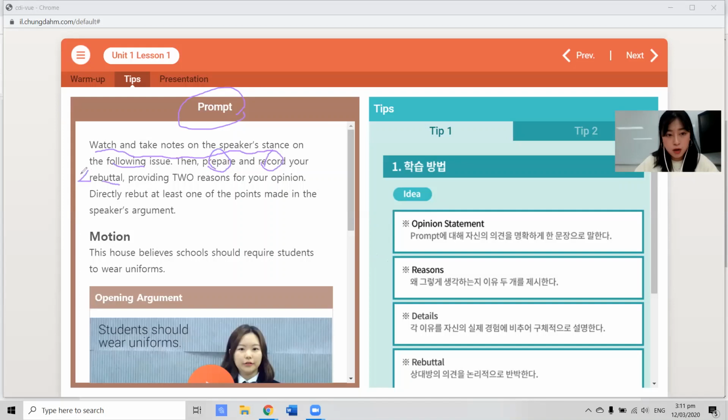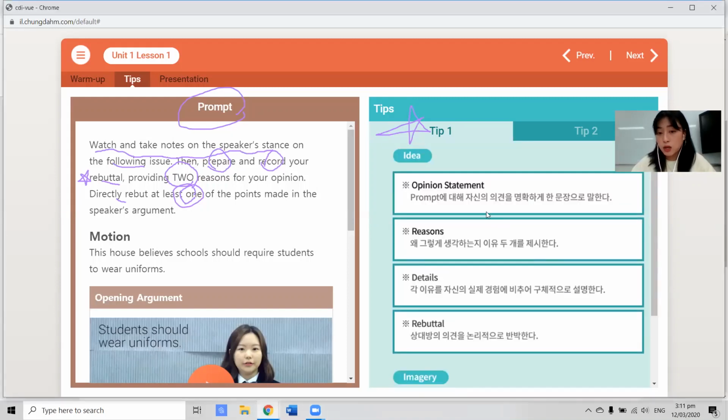So this is a key part of your homework. You have to rebut. And then you must provide 2 reasons for your opinion. Directly rebut at least 1 point that is made by this speaker down here. So that is basically what you are required to do. And how you structure that is what this side of your homework is showing you. So you need to make sure that you have a clear opinion.